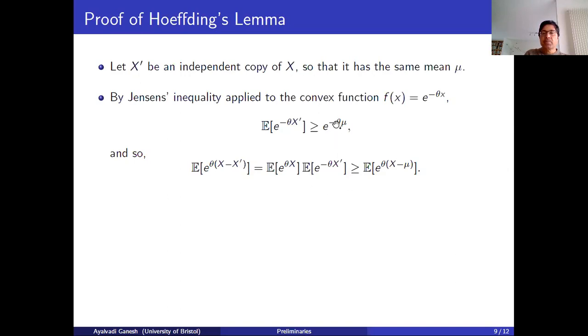The second term here is bounded below by e to the minus theta mu. E to the theta x is a non-negative random variable. Its expectation is non-negative. So when we multiply both sides of this inequality by the expectation of e to the theta x, the inequality is preserved. And so we get that this quantity here is bounded below by the expectation of e to the theta (x minus mu). Okay. We are trying to derive an upper bound on this moment generating function. And the first step is that this is bounded above by this quantity here, the symmetrized expectation.